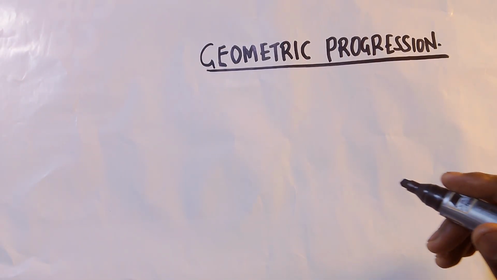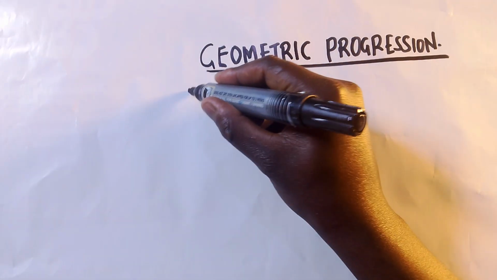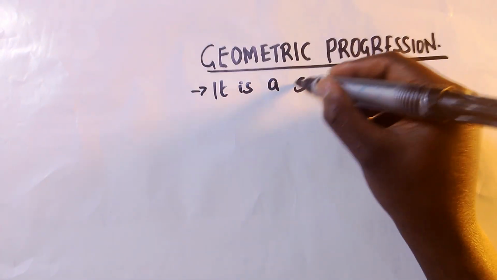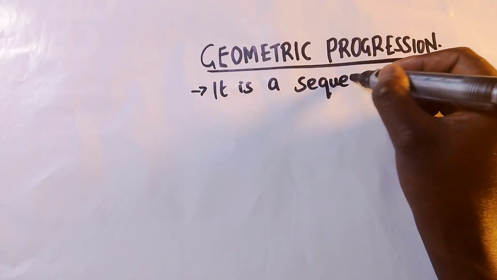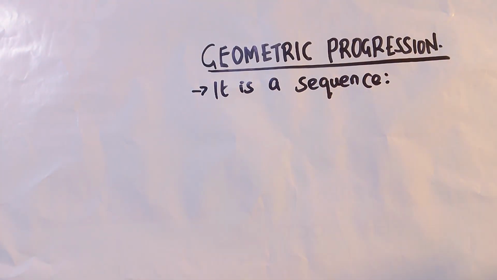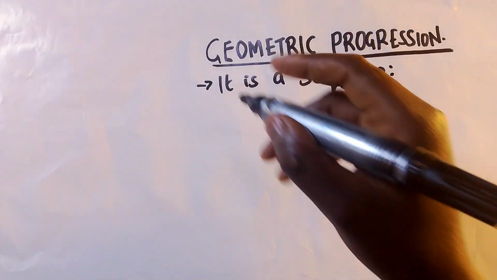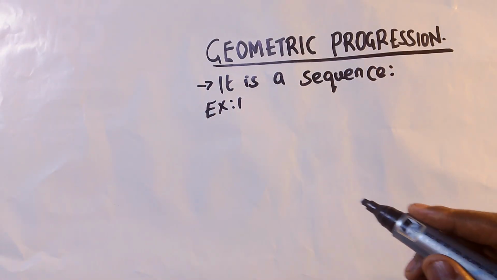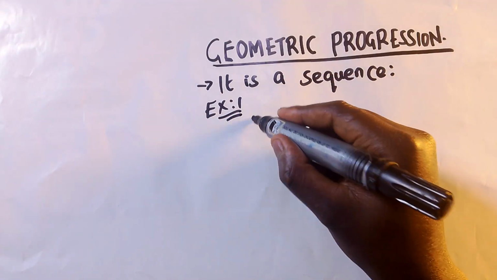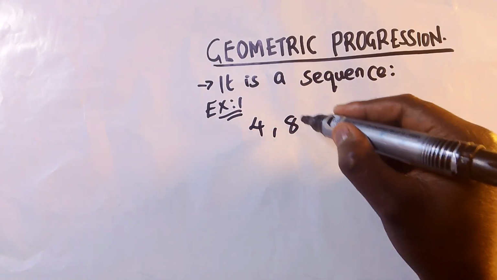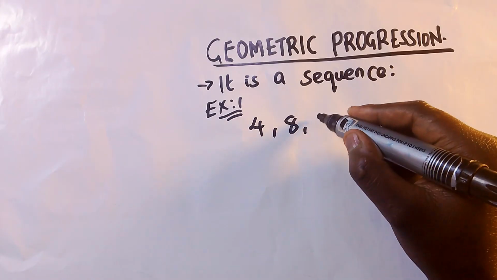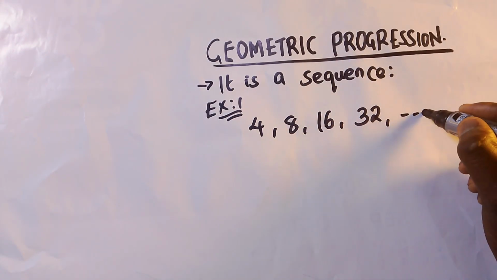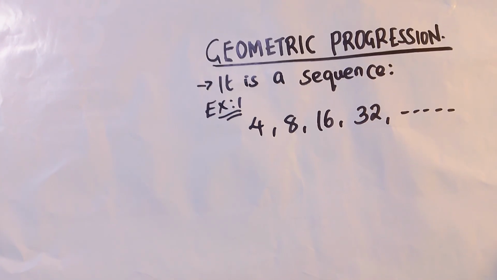A geometric progression is also another sequence. So if we have an example, for example, if our example 1 is in this format, we have 4, 8, 16, 32, and that is how our sequence proceeds.